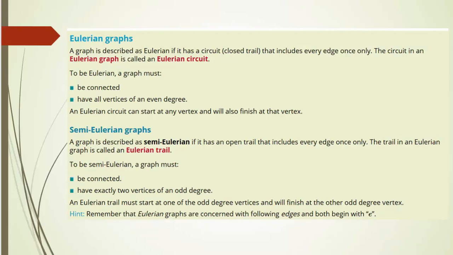So we have an Eulerian graph, if you remember. Apart from the fact that it has to be connected, all vertices even and start at any vertex and finish at the same one. A semi-Eulerian graph is one where it still has to be connected, but it's got exactly two odd nodes, and it will start at one and finish with the other.